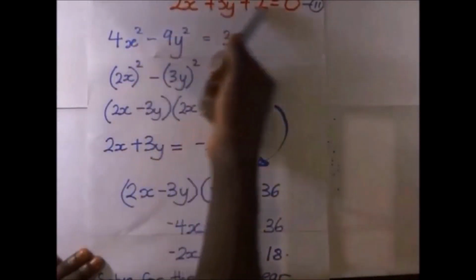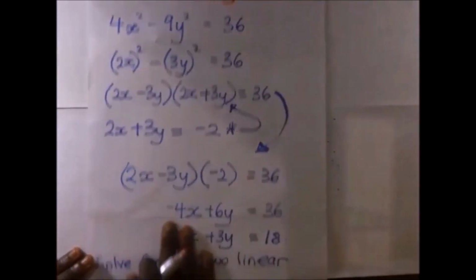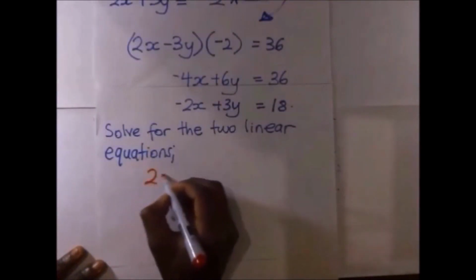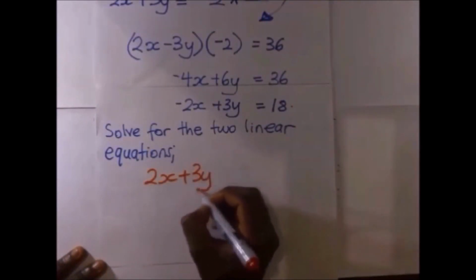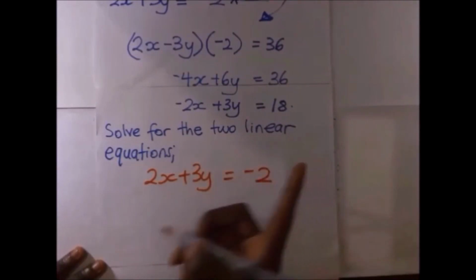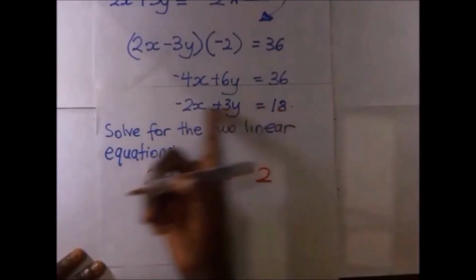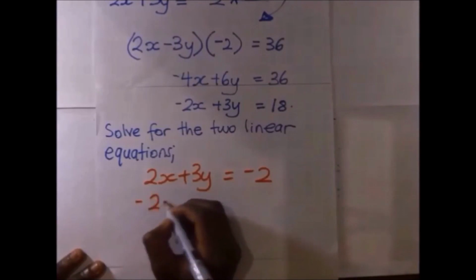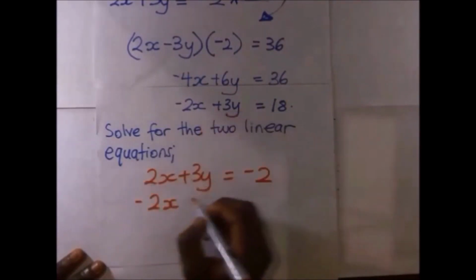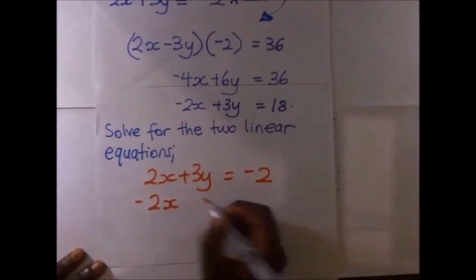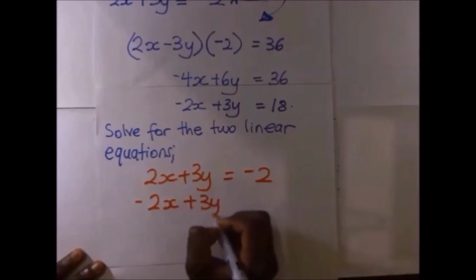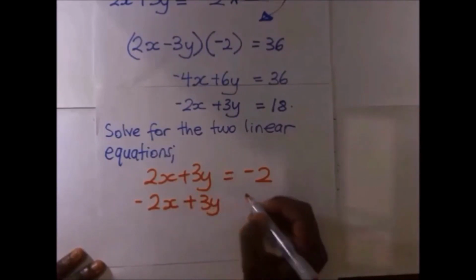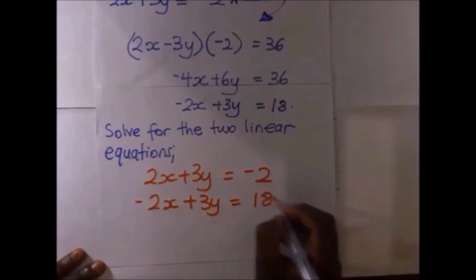Our first linear equation is that one we've gotten, which is 2x plus 3y is going to give us negative 2. The second linear equation is that one, which you are going to call negative 2x plus 3y is going to give us 18.